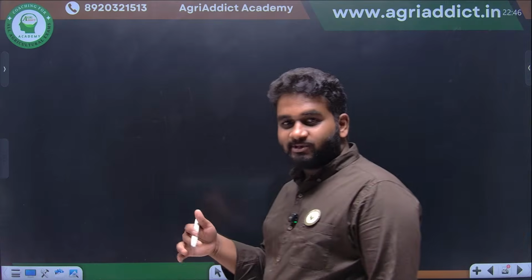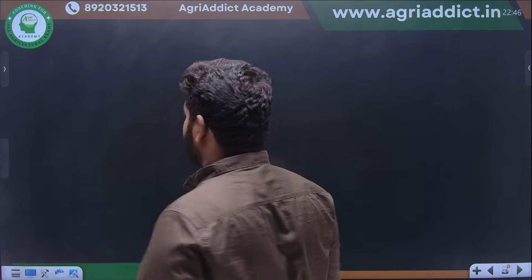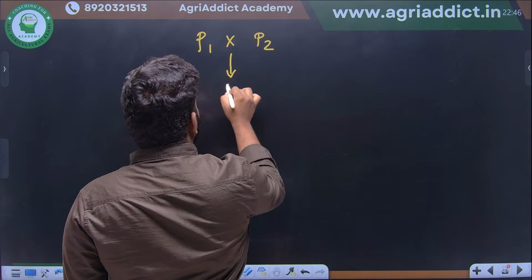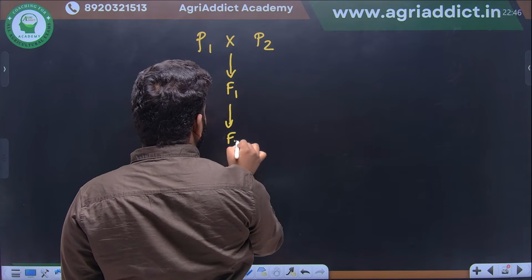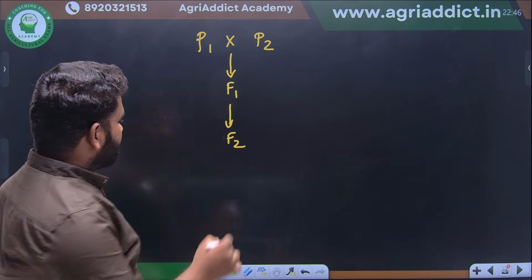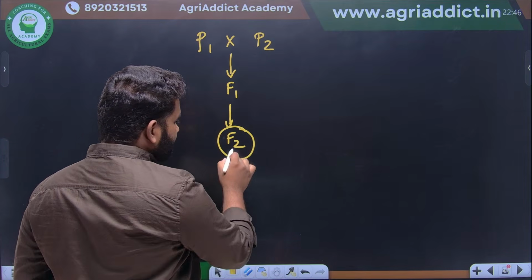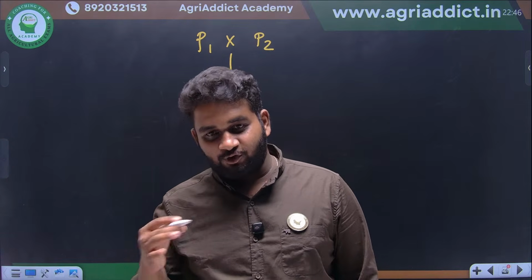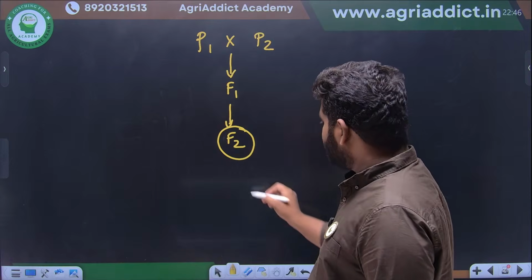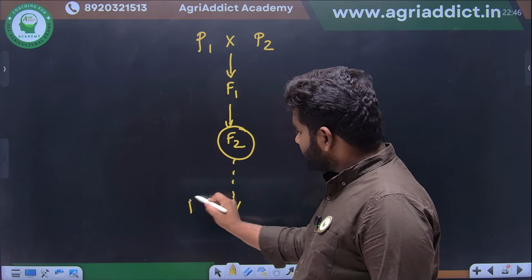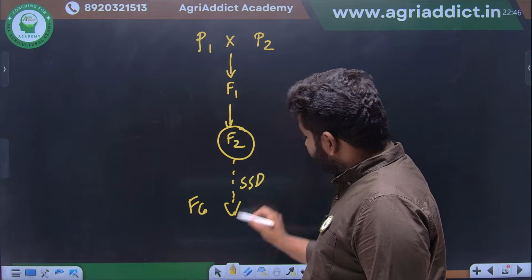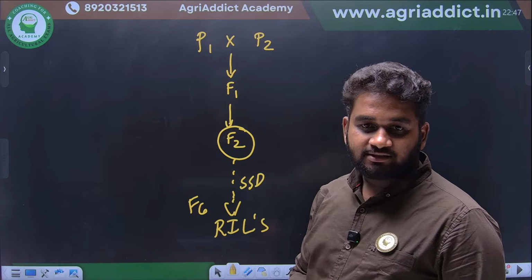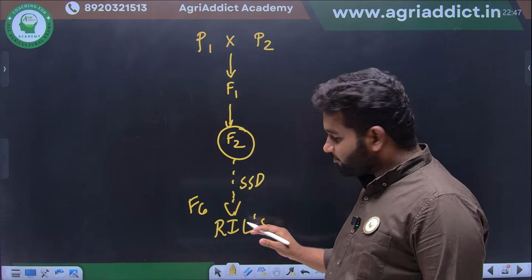If I want to explain further how we can develop mapping populations, you can see P1 into P2. You will get F1, then you will get F2. This is one kind of population, the F2 population. Then from each F2 plant, if you use the single seed descent method, you take only one seed and go on up to F6 using SSD. Then you will call them RILs, recombinant inbred lines. This is another kind of population.